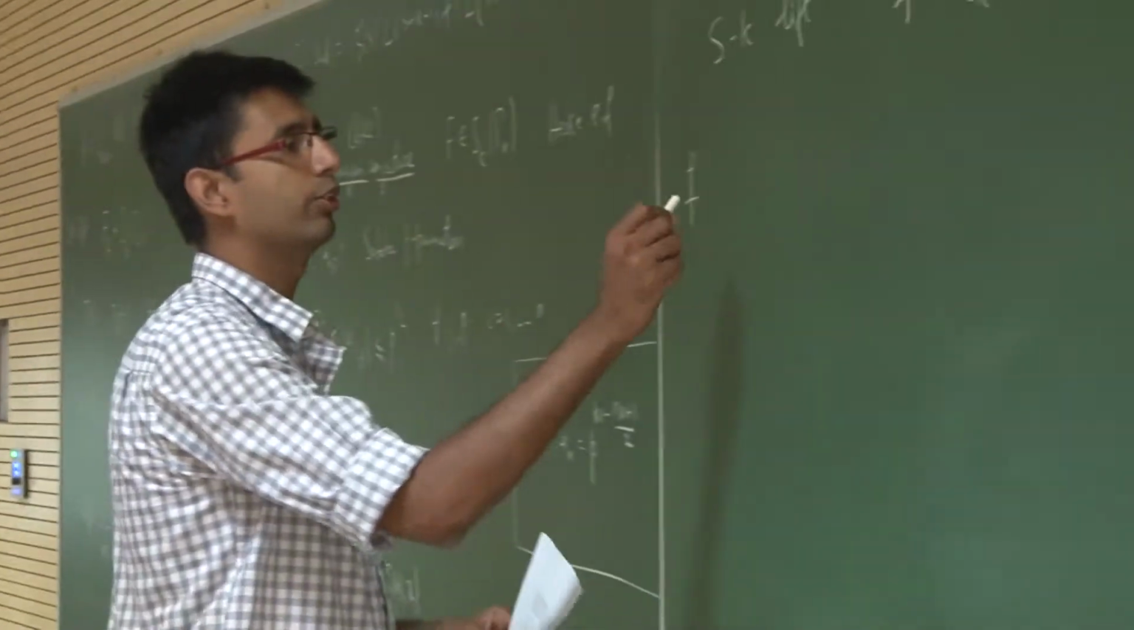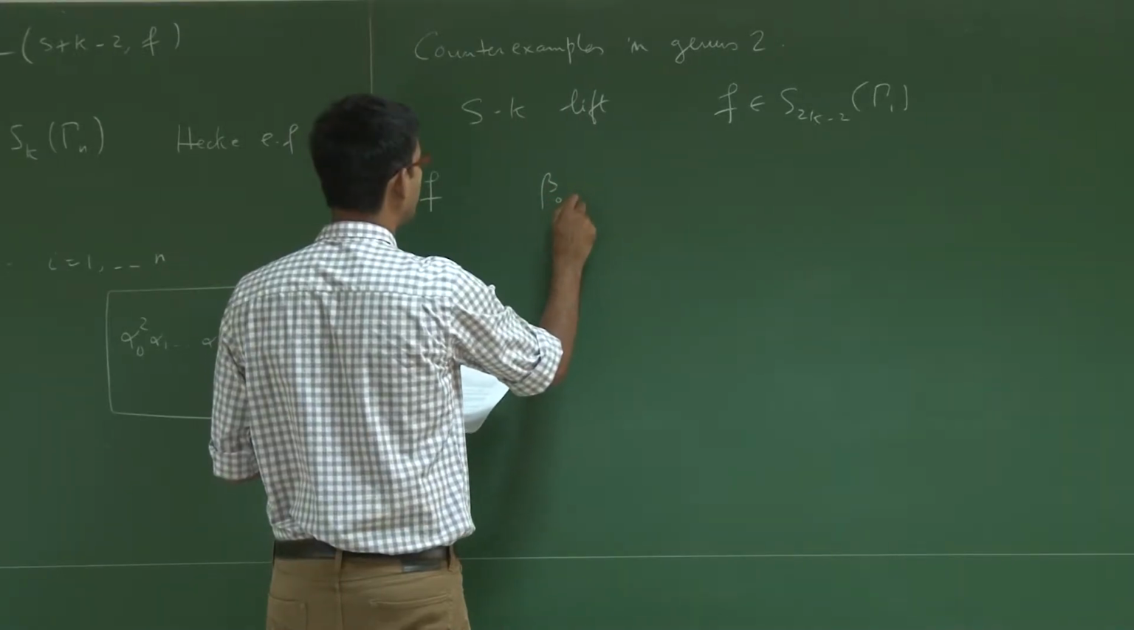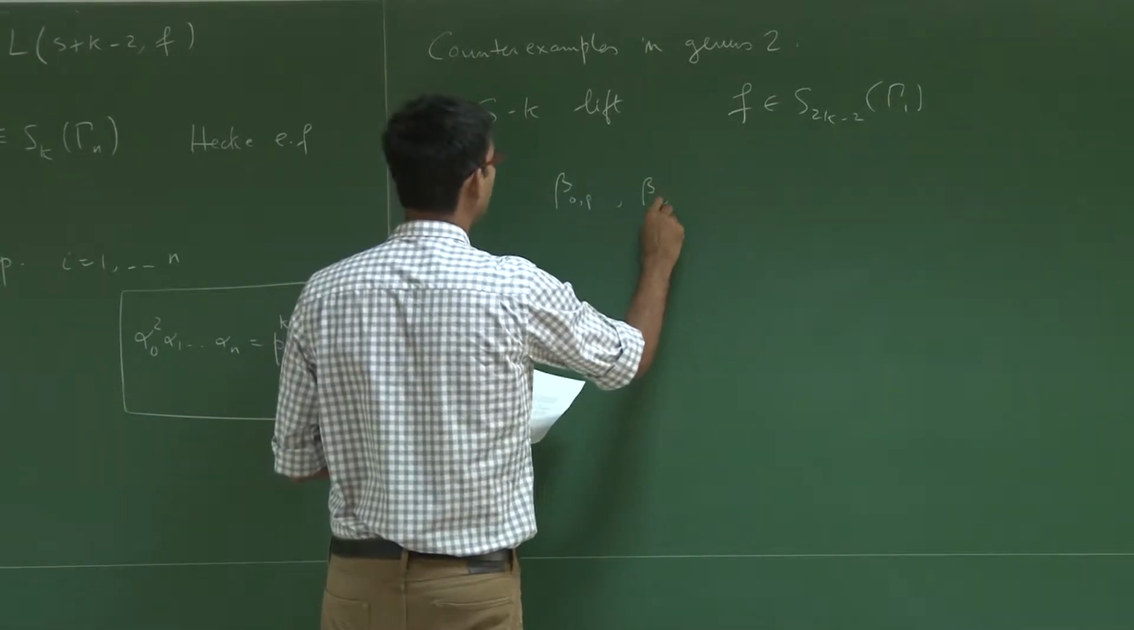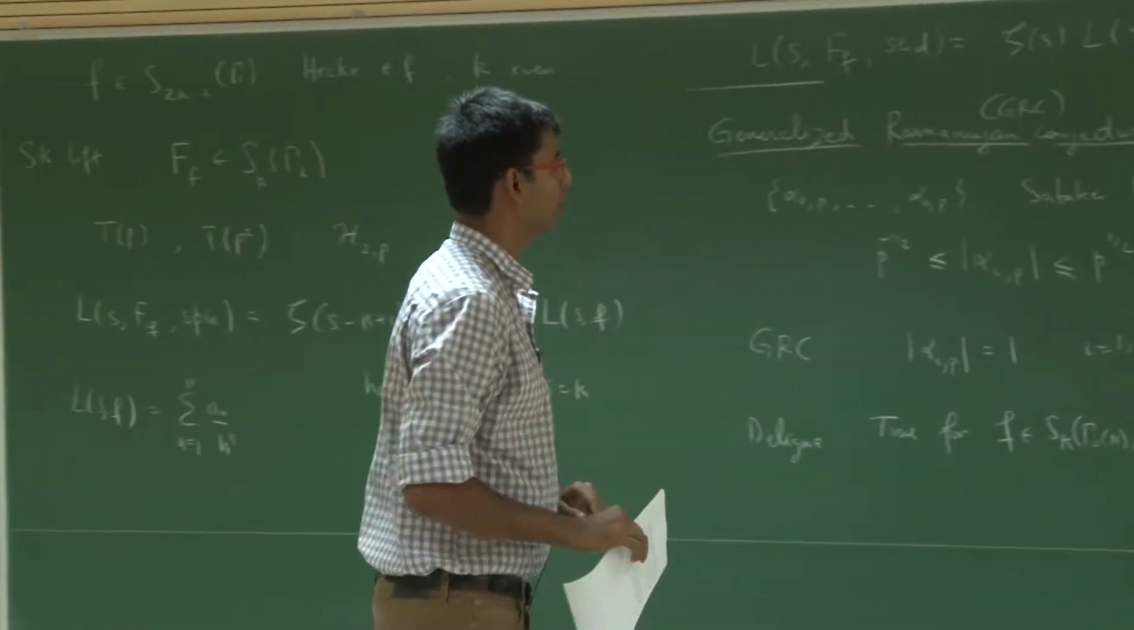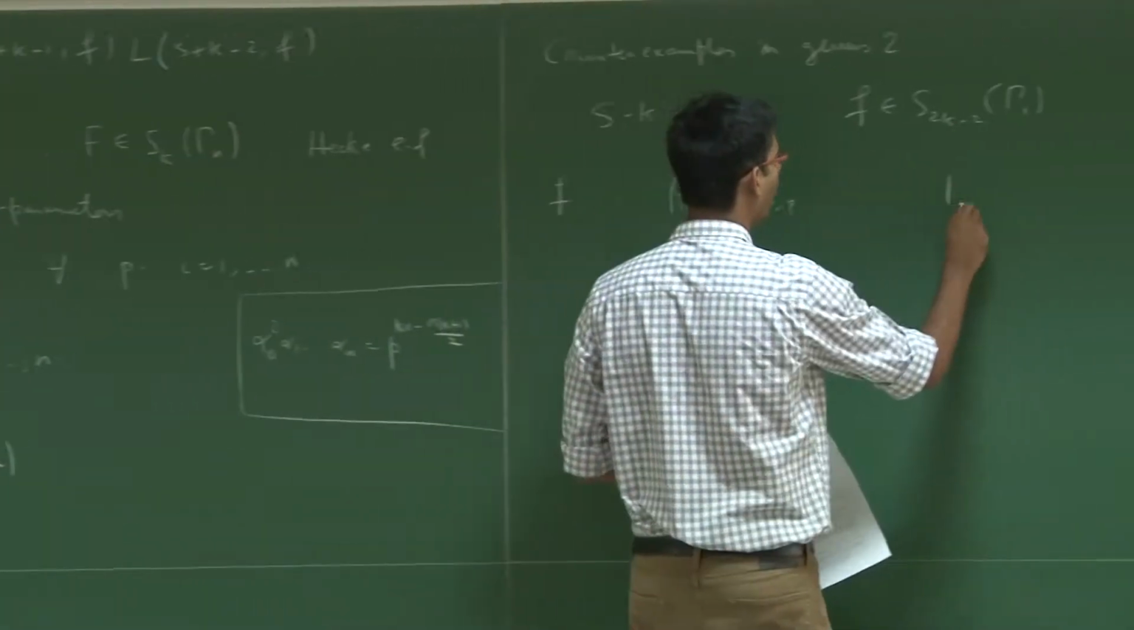So, start with f, and f is going to have, I am going to call these beta 0 p and beta 1 p, okay, two Sataki parameters. Of course, beta 0 squared.